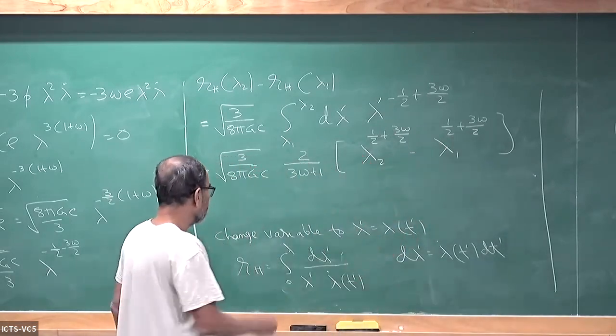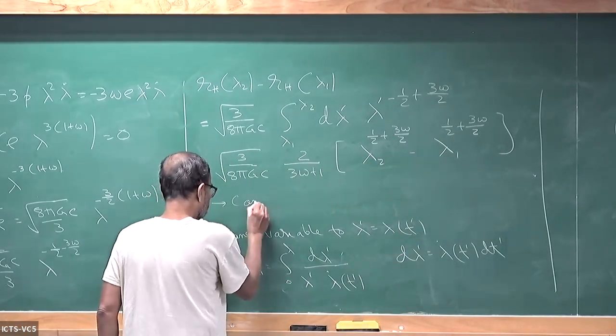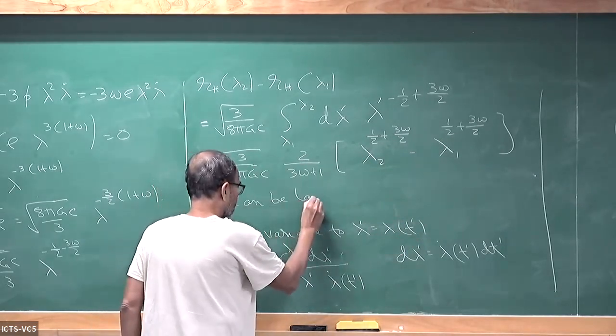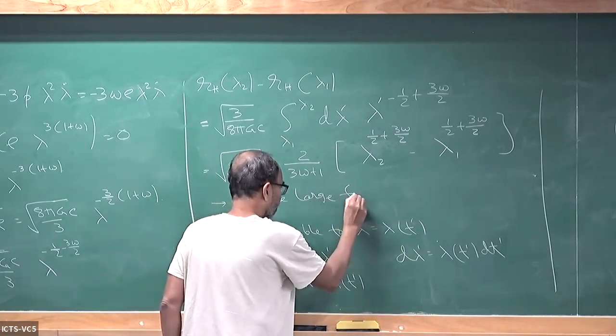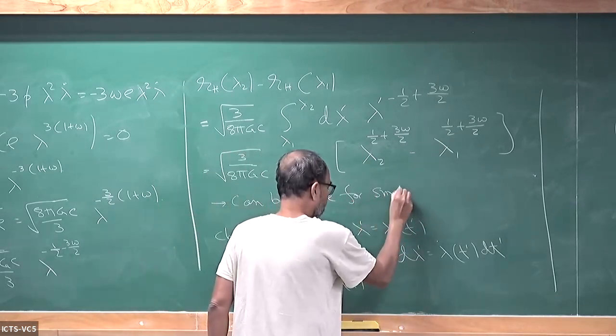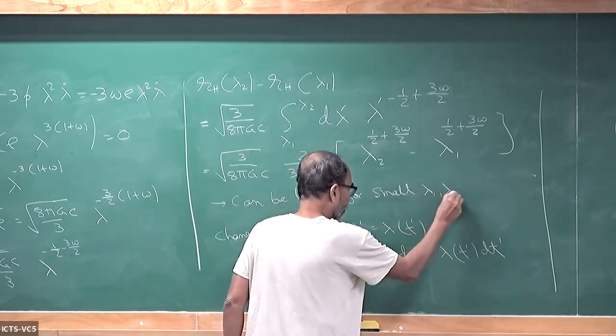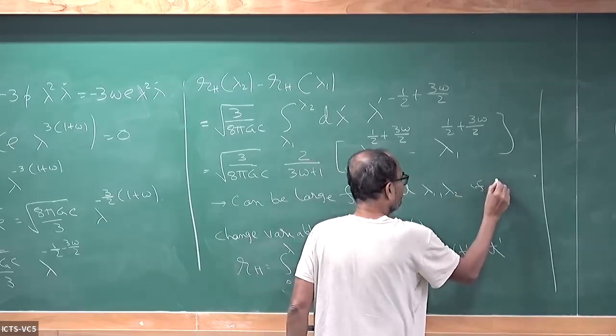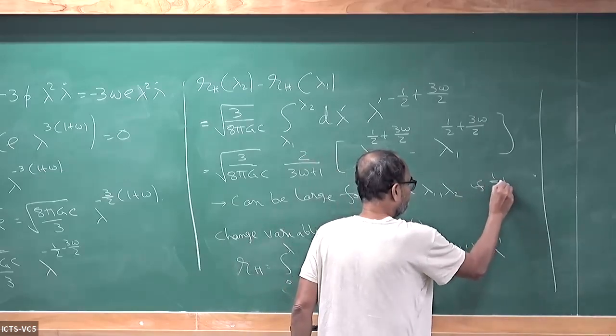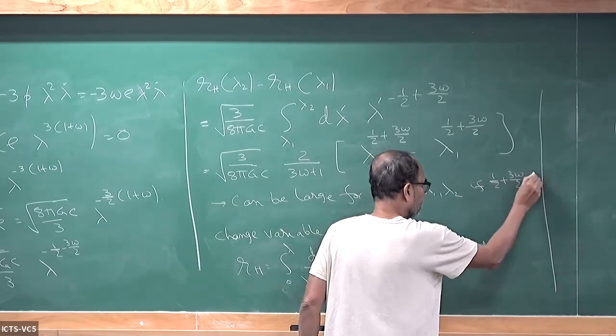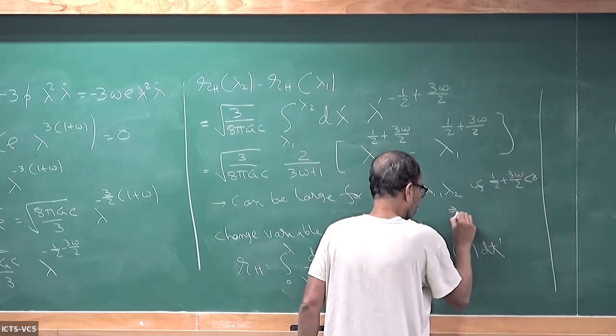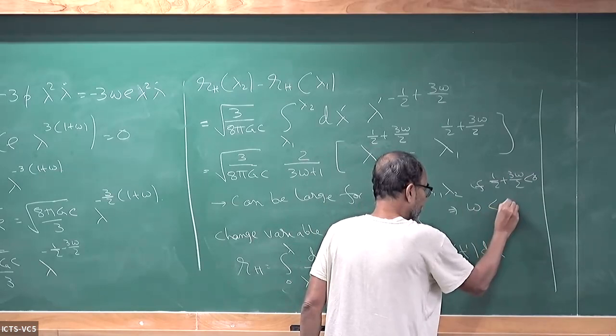So this can be made large, can be large for small lambda 1, lambda 2 if half plus 3w by 2 is negative, or this means w is less than minus 1/3.